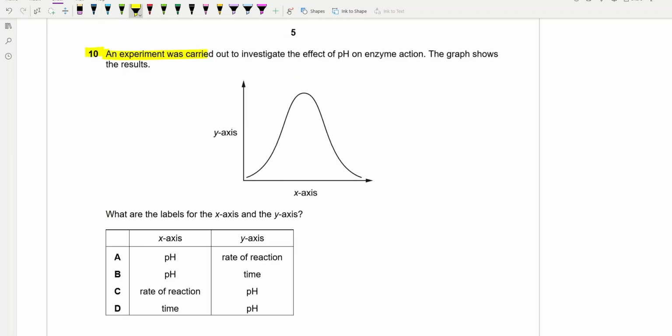Question number 10. An experiment was carried out to investigate the effect of pH on enzyme action. The graph shows the results. Y-axis, x-axis. What are the labels for the x-axis and y-axis? So we have options pH, rate of reaction, and time. The y-axis would be the rate of reaction and the x-axis would be pH. The correct option would be option A.